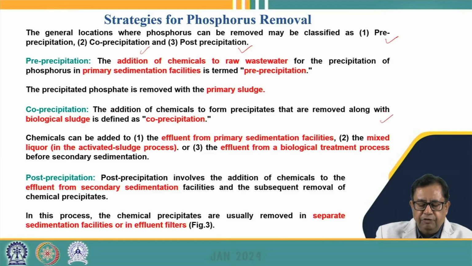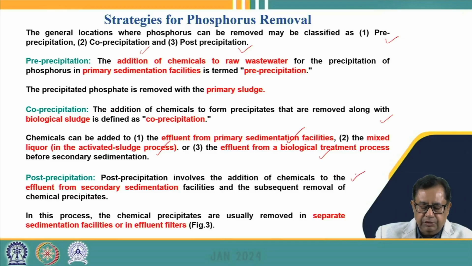Co-precipitation means that we are adding the chemicals in the secondary treatment processes. For example, we can add the chemicals to the effluent from the primary sedimentation facilities. We can also add the chemical in the mixed liquor, that is, in the activated sludge process, and we can also add the chemicals in the effluent coming out from the biological process just before the secondary sedimentation tank. So in this case the phosphate is precipitated along with the biological sludge.